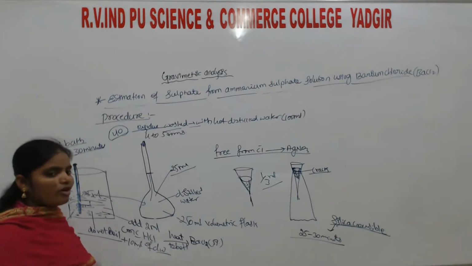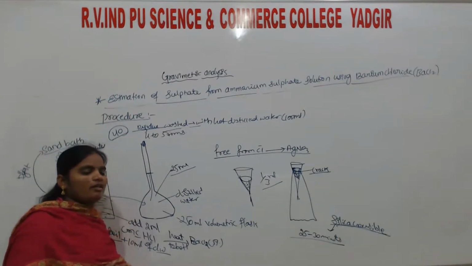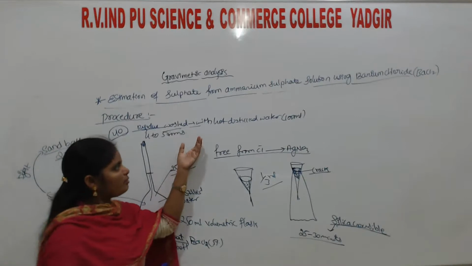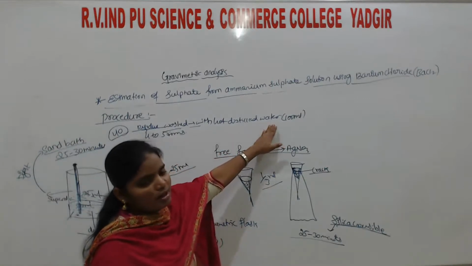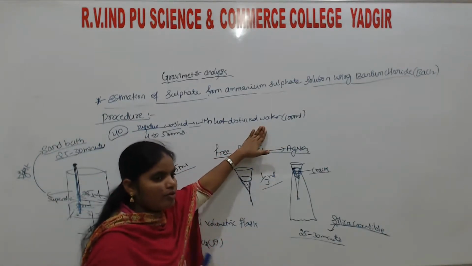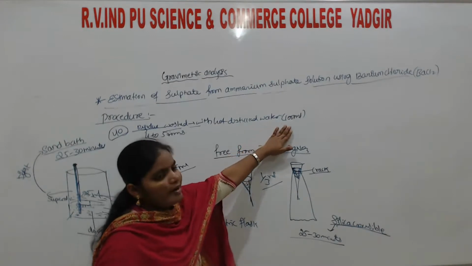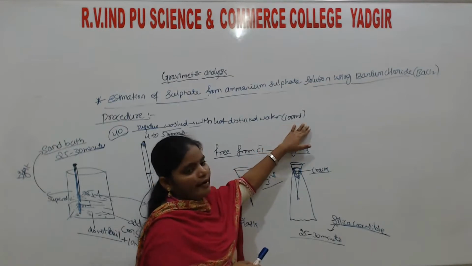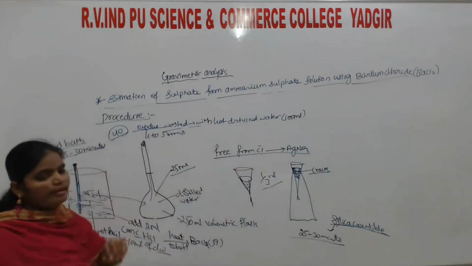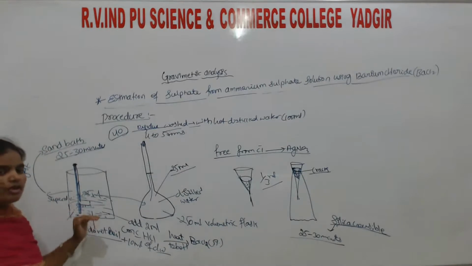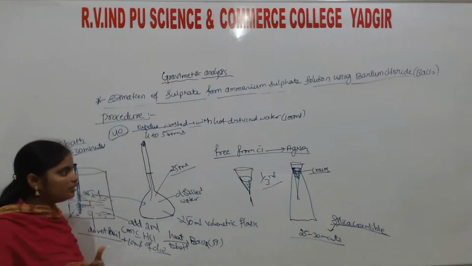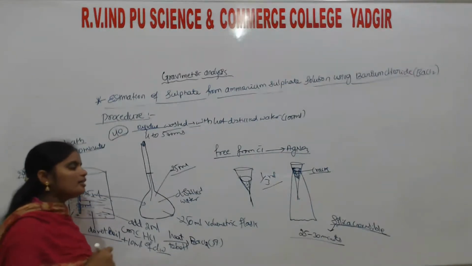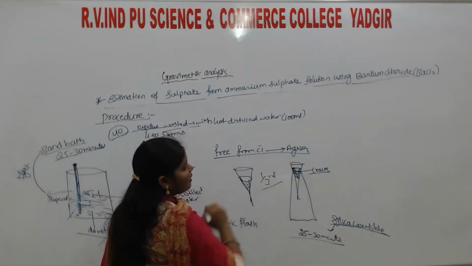For washing purposes you use hot distilled water. You wash 4 to 5 times, using approximately a maximum of 100 ml of hot distilled water for washing the precipitate or residue here. Then the precipitate is washed until it is free from chloride ions.